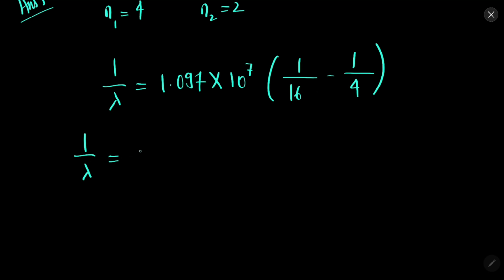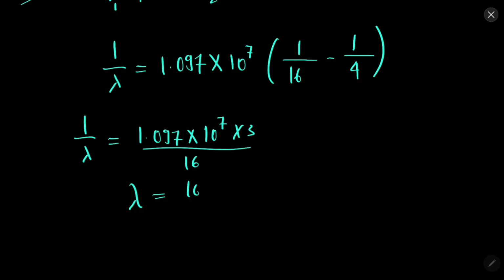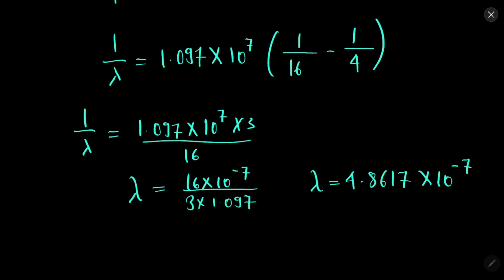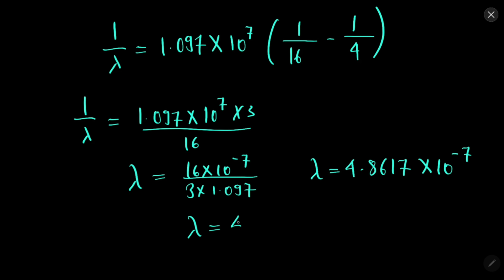So 1 over lambda is 1.097 into 10 to the power 7 into 3 over 16. So lambda will be 16 into 10 to the power minus 7 over 3 into 1.097. So the wavelength will come out to be approximately 4.8617 into 10 to the power minus 7 meters, or this can be 487 nanometers.